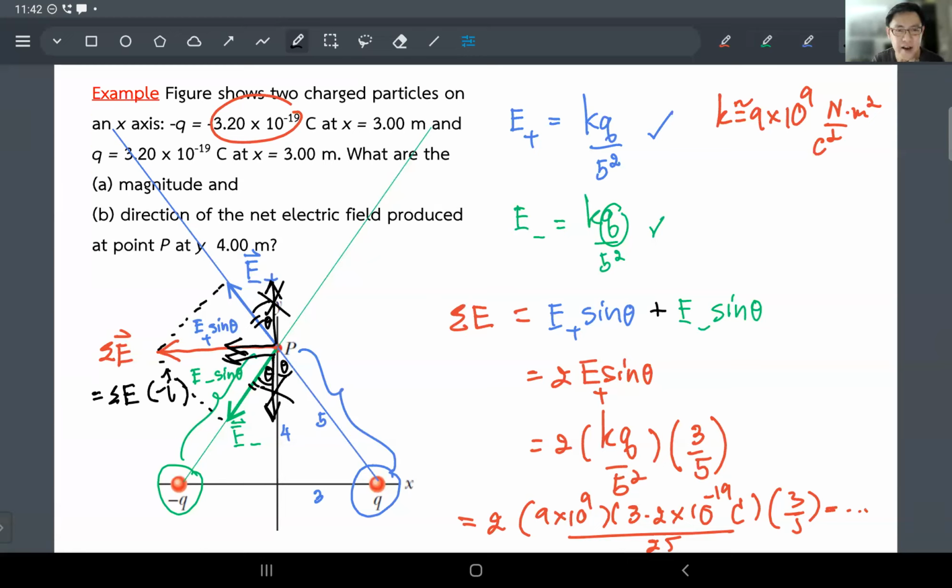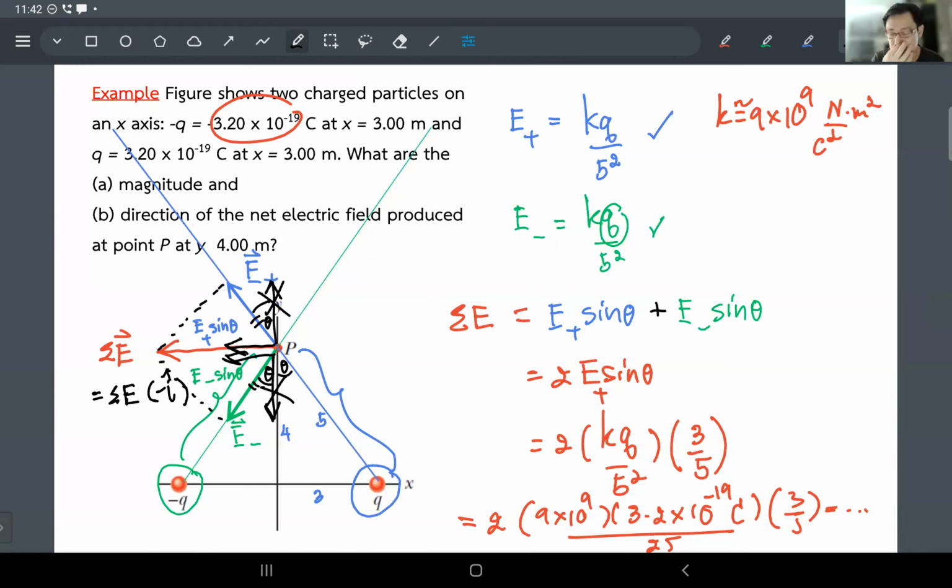Is that fun? It's kind of like having fun doing some vector calculations here and there. But of course, to get those vectors, you have to use the kq over r squared, which is the Coulomb's law. Yeah, pretty much. But I hope by showing you this, it's not that bad anymore to calculate electric field.